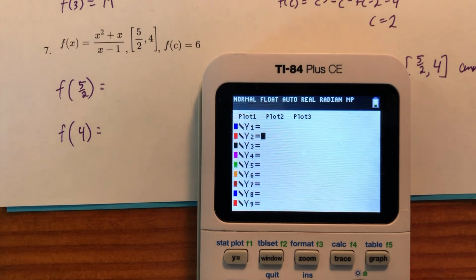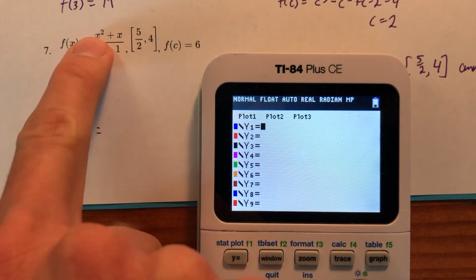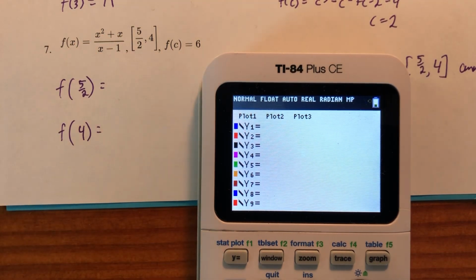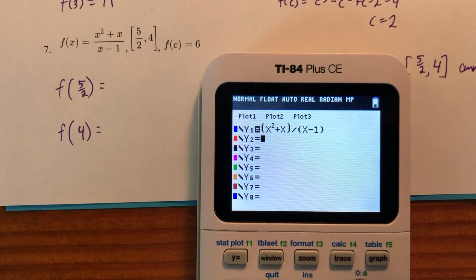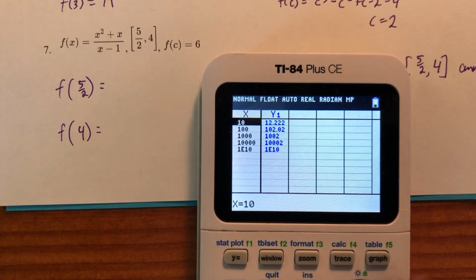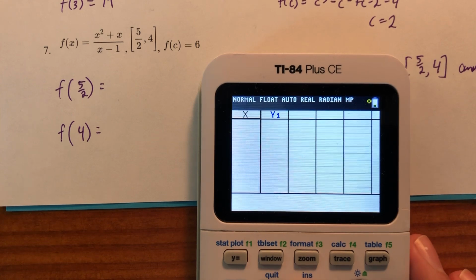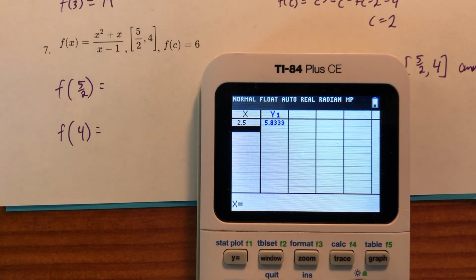So in a situation like this, I highly recommend that you put parentheses around the numerator and denominator, otherwise you're going to get it wrong. So x squared plus x, divided by x minus 1. We need to group those separately. And I think we can go to the table. Delete other old things. So I need 5/2, and I also need 4.